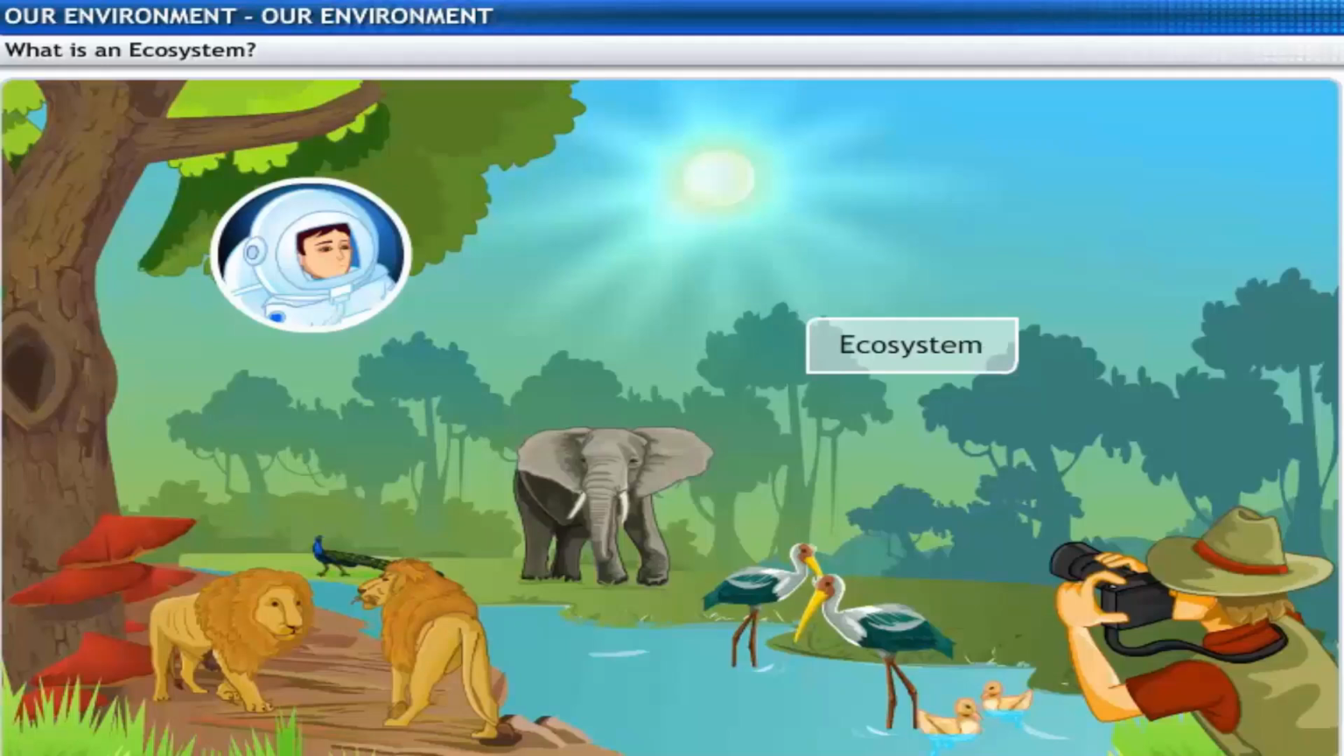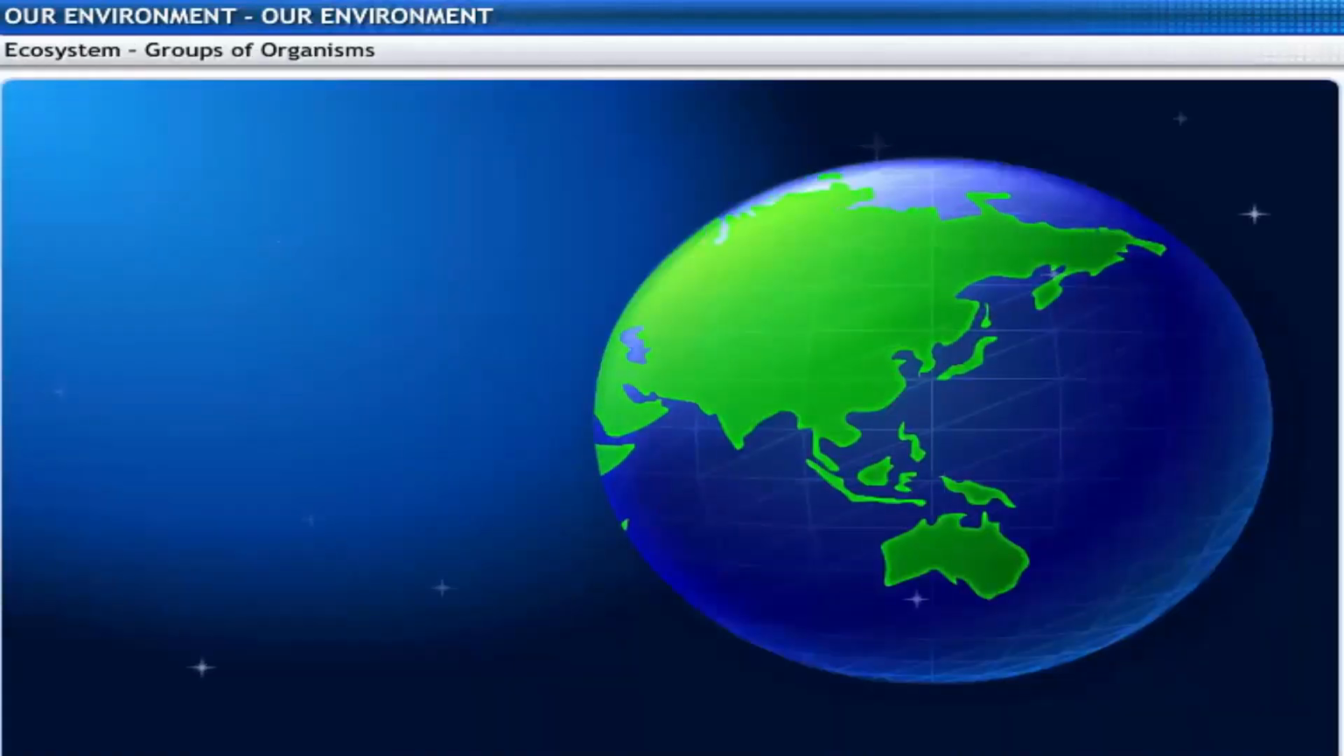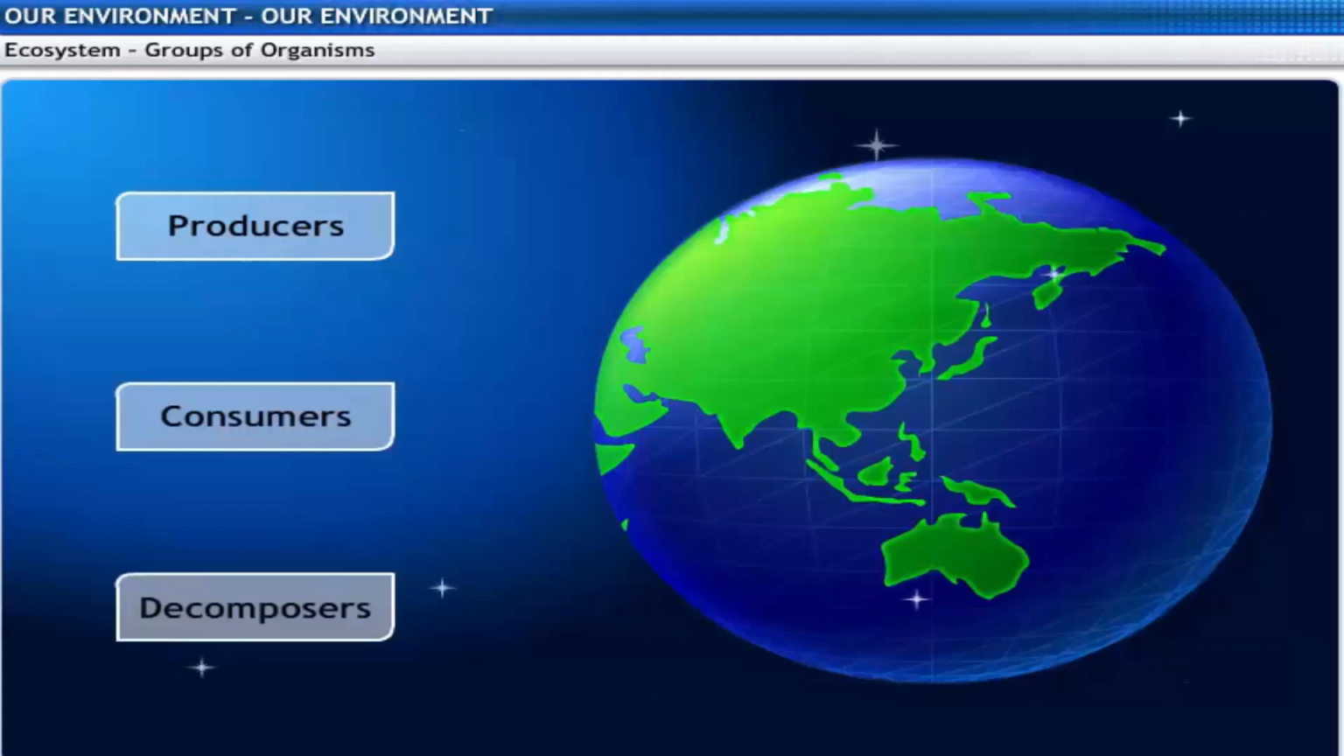It looks wonderful from here. But are there any specific roles that each of these animals play in the ecosystem? Or do they all contribute equally to the ecosystem? Organisms in the ecosystem are grouped as producers, consumers, and decomposers based on the manner in which they sustain themselves in the environment.